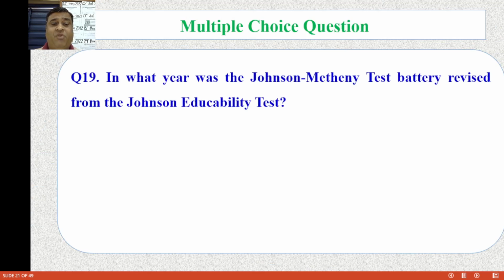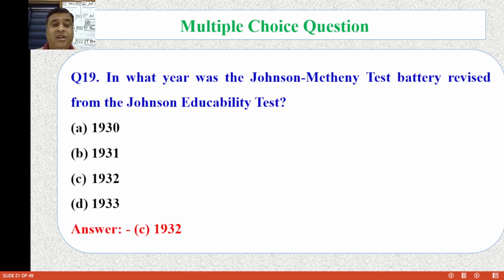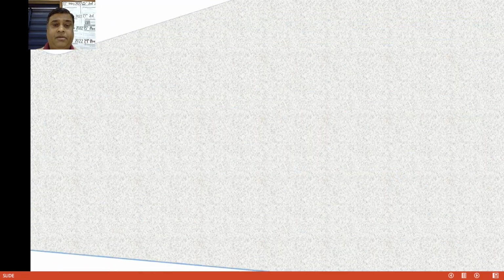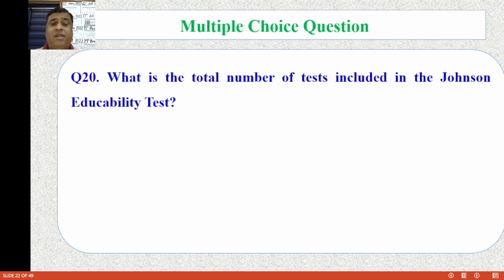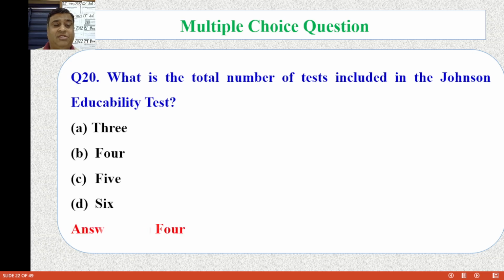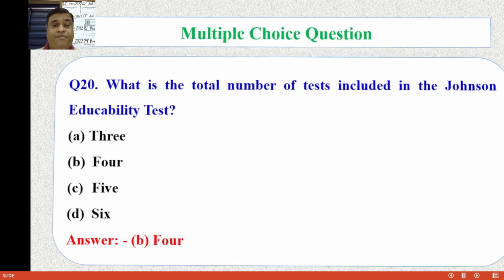Question number 19. In what year was the Johnson-Metheny test battery revised from the Johnson eligibility test? 1930, 1931, 1932, or 1933. The correct answer is C, 1932. Question number 20. What is the total number of test items included in the Johnson eligibility test? 3, 4, 5, or 6. The correct answer is B, 4.